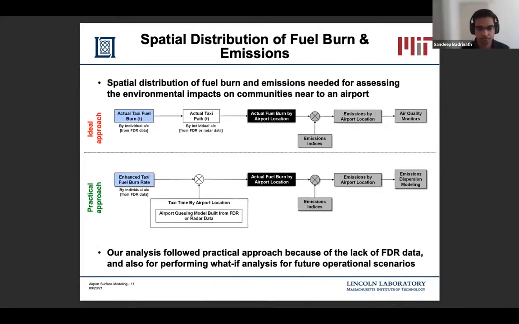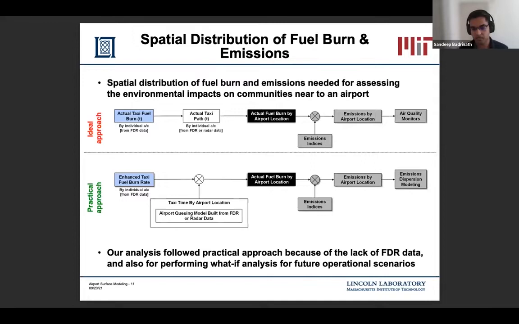So in our analysis, we use a queuing model to estimate the traffic patterns on the airport surface. The queuing model is a function of the demand, which is like the airline schedule, and meteorological parameters and airport layout and so on. And it outputs the wait time of flights at different locations on the airport surface. Once we have the wait time at different locations on the airport surface, we can multiply it by the baseline fuel flow rate that Emily talked about to get the estimated fuel burn at each location on the airport surface. Then we can follow the rest of the pipeline that I told earlier, right?